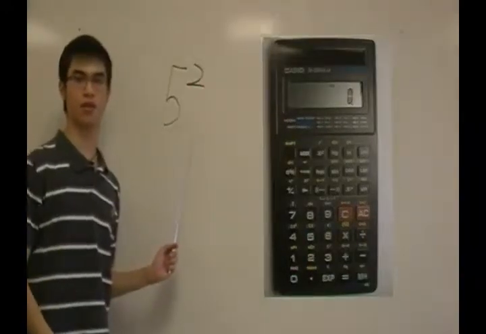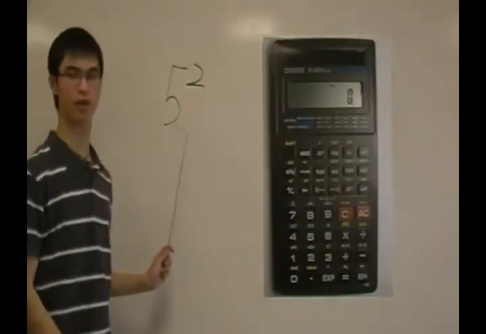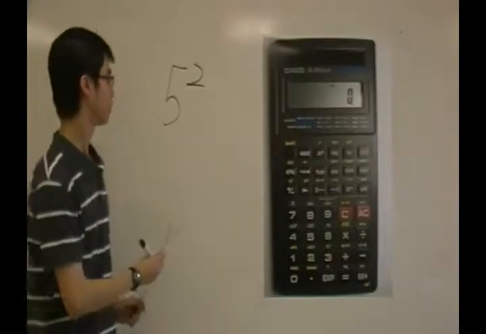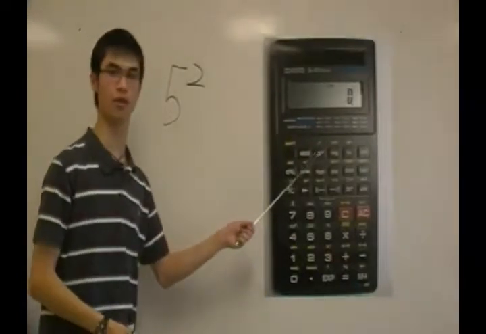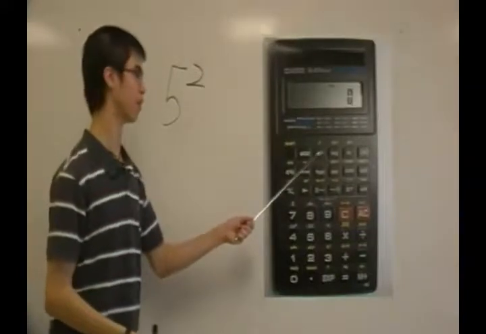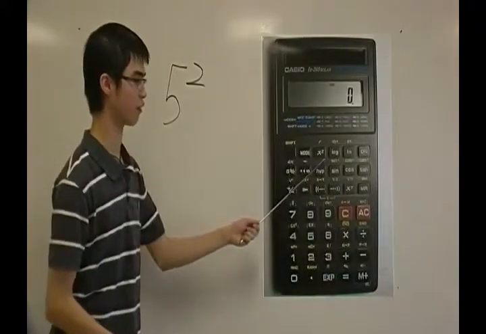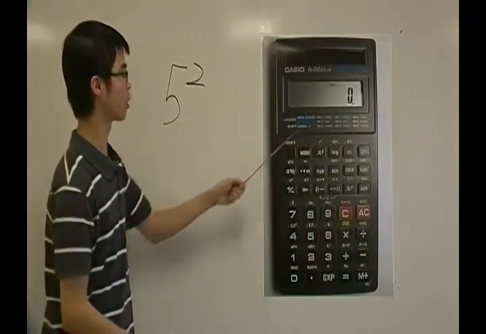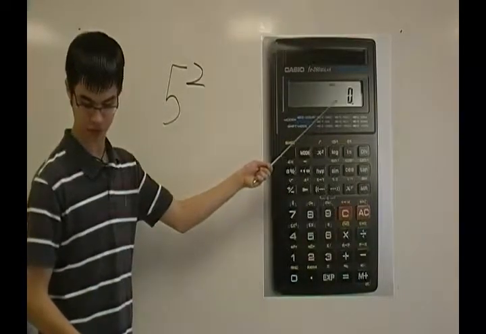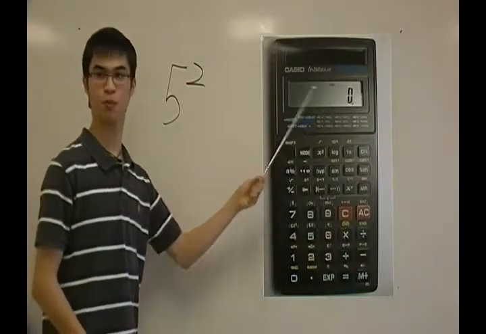This is exponents. You can do this on the calculator 2 ways. You could hit the 5 and this button right here. This is basically 5 squared. So you would hit that and you'll come up with the answer right here, which should be 25.